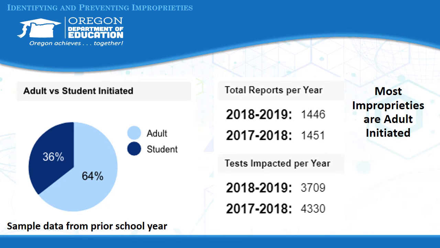As mentioned on prior slides, our impropriety data consistently shows that about 2/3 of improprieties are adult-initiated. This presents us with important training opportunities that we need to make sure are well understood by STCs and TAs. ODE receives about 1,500 testing impropriety reports per year, which often include multiple improprieties. The number of tests impacted by impropriety reports fluctuates from year to year.